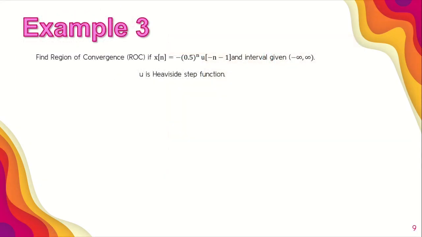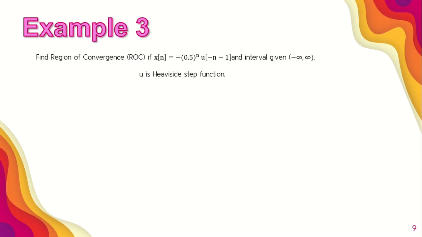Assalamualaikum. I'm Farah Wahidah. Today I'm going to explain example 3, which is known as the anticausal region of convergence, or ROC. For your information, this type of ROC, which is an anticausal system, is to the left side of the leftmost pole. Okay, let's get started.